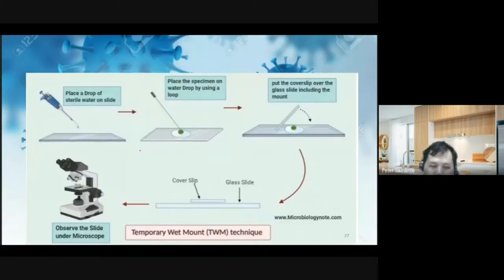This is an example, class, of your wet mount preparation. So you get a slide. Then you place a drop of sterile water on the slide. After placing the drop of sterile water, you place the specimen by using a loop. You may use a loop, you may use a needle, depending on the type of the specimen. After placing the specimen in the water, you're going to put a cover slip. After placing the cover slip, you're going to view it now under the microscope.